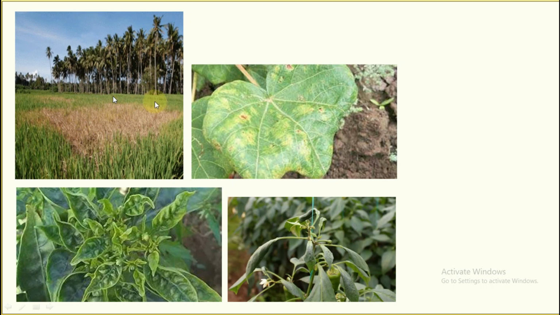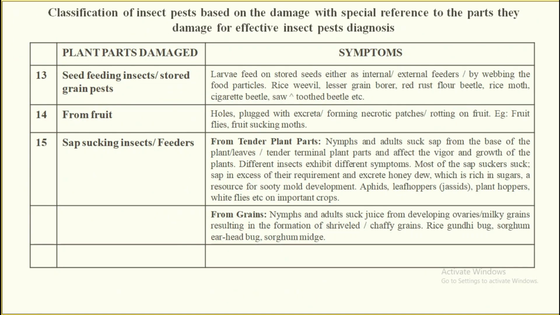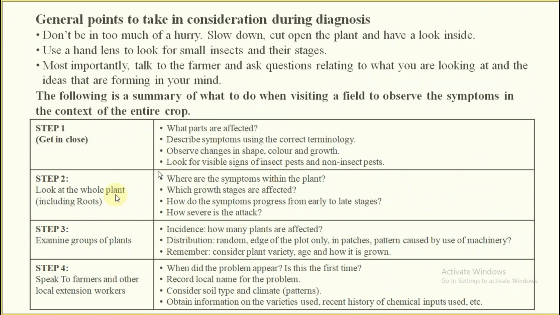Yes or no? Where is it, at the center or at the periphery? The periphery? You see, center only. Yes or no? Okay, sir. So the damage will start from the center. So this is your distribution of the pest. Okay. Then apart from that, what do you need to know? Consider the plant variety, whether it is resistant or susceptible, what the plant age is, and how it is grown. Everything you need to know.